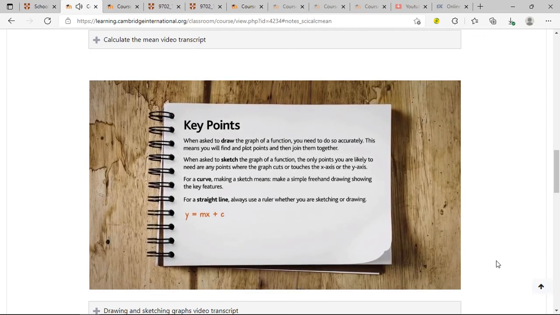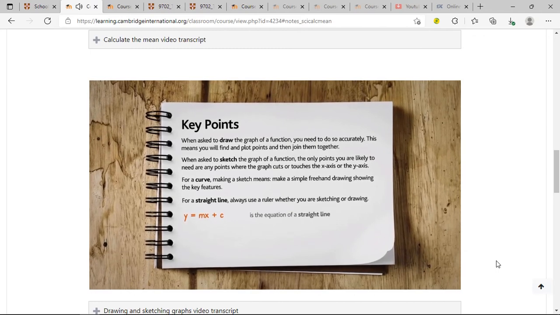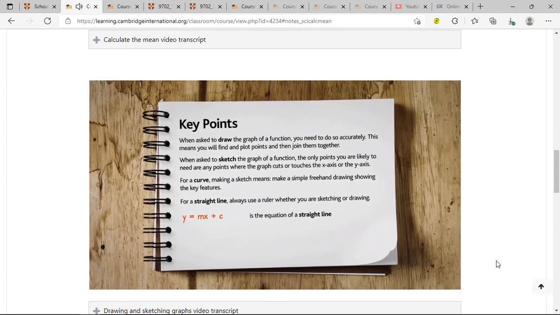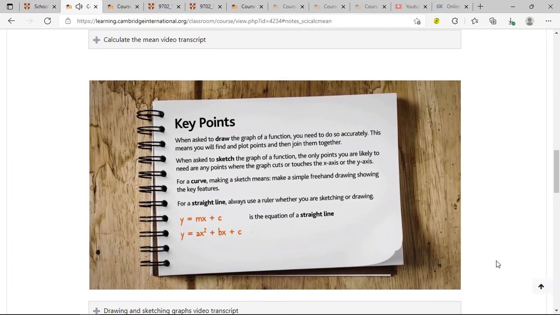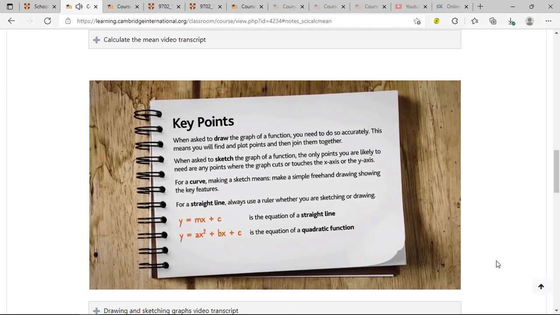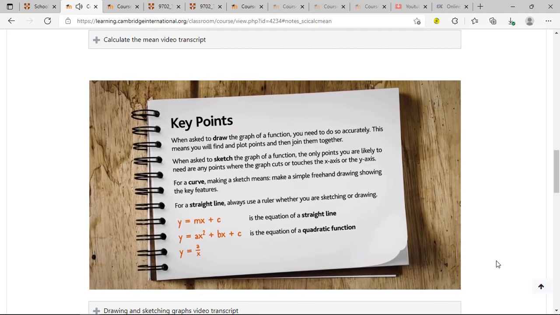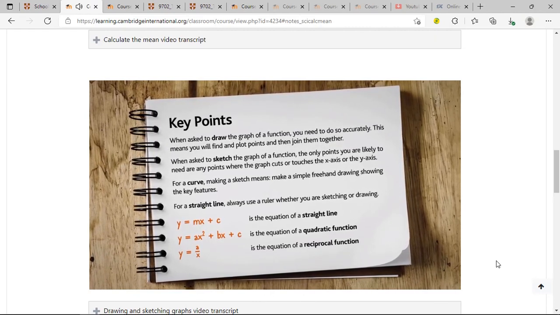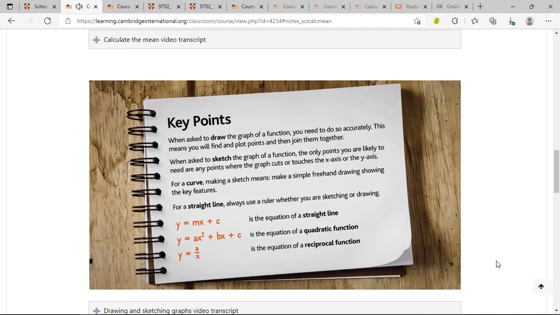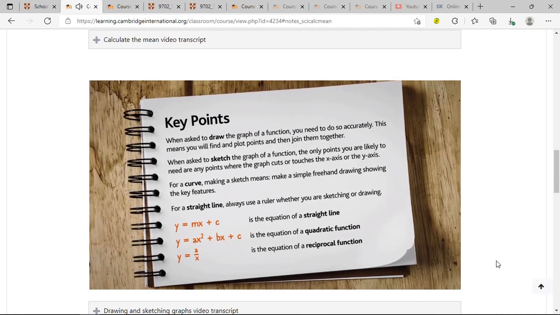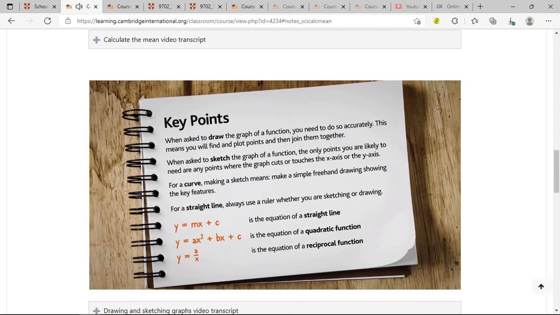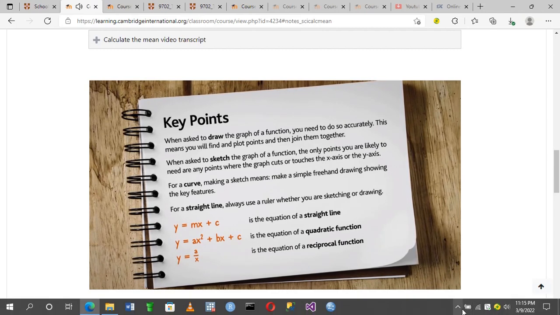The pattern y equals mx plus c is the equation of a straight line. The pattern y equals ax squared plus bx plus c is the equation of a quadratic function. And the pattern y equals a over x is the equation of a reciprocal function. Remember, read each question carefully before you decide what you need to do, and use your calculator carefully when finding values. Good luck!